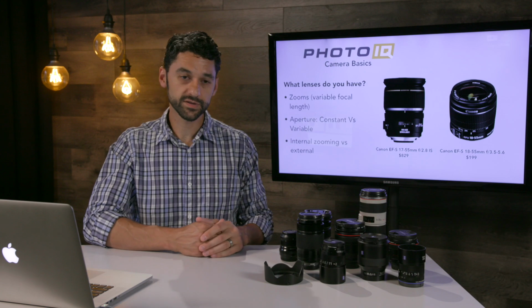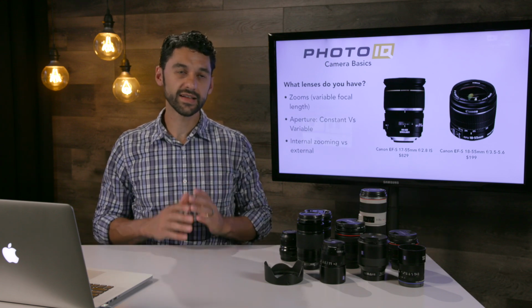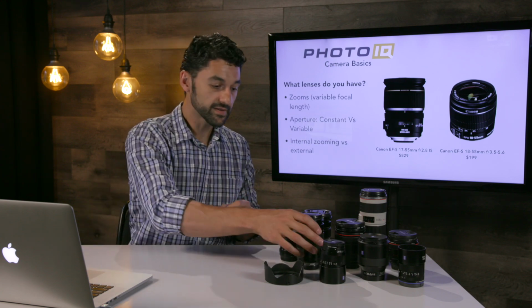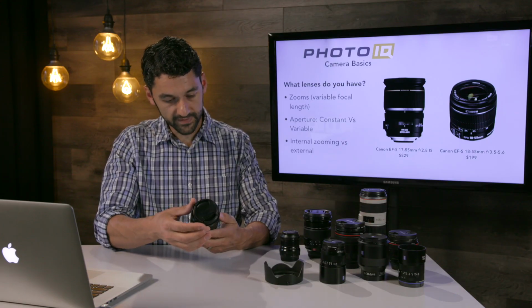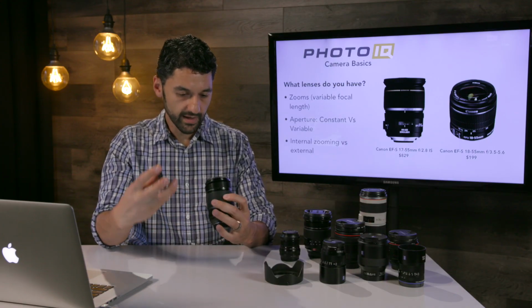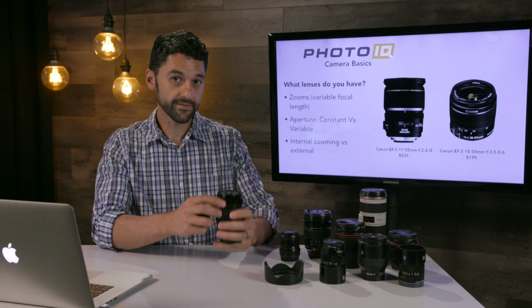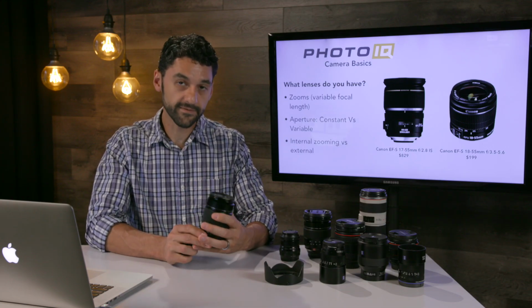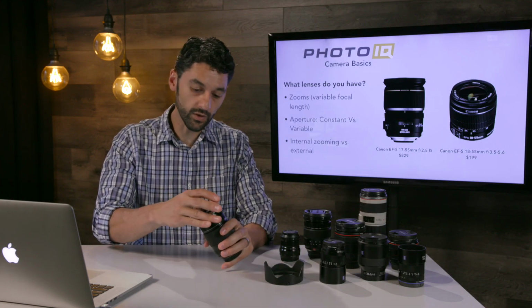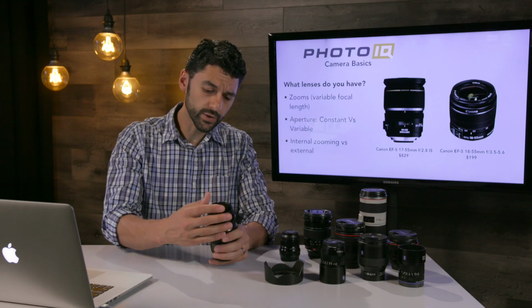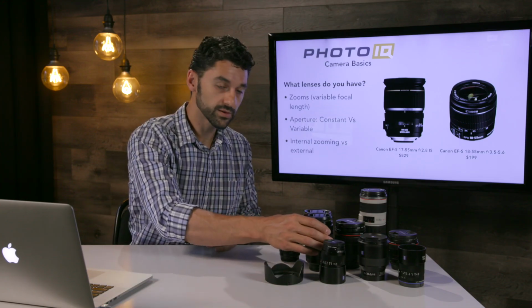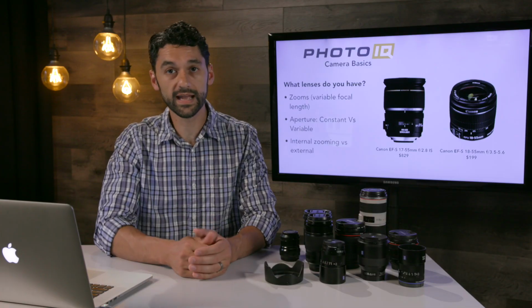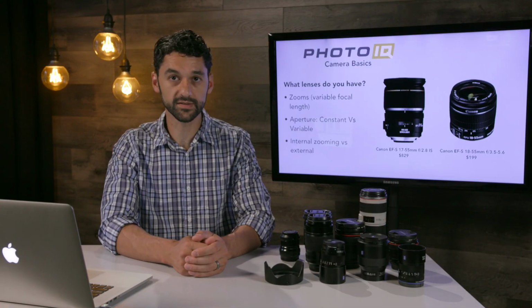The variable aperture zoom is not necessarily a terrible thing. This is a variable aperture zoom. This is a Fujifilm 55-200, and it goes from f3.5 at the widest to an f4.8 when you're zoomed all the way out. However, the zoom range is quite far, 55-200, and you're not losing that much light when you zoom all the way out, so it's actually a pretty minor inconvenience.